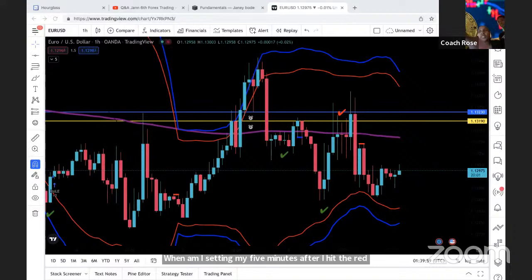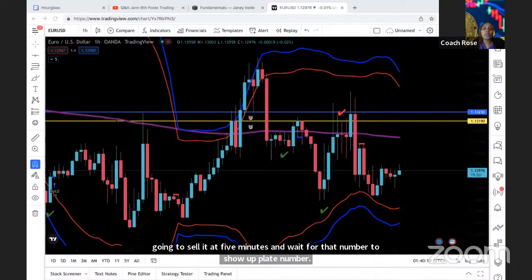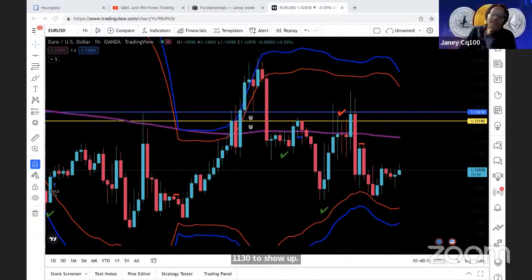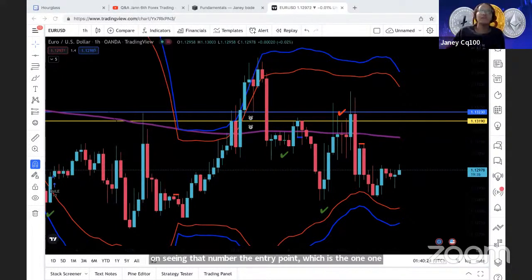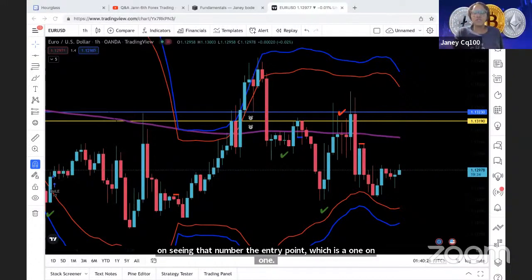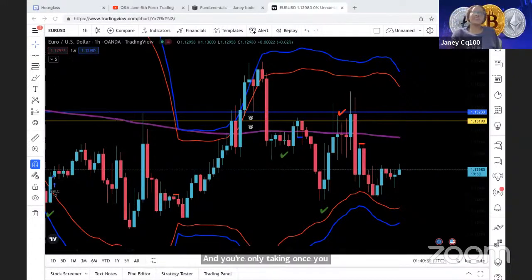Before. You're setting up your leverage amount and you're going to set it at 5 minutes and wait for that number to show up. The 1.130 to show up. Because you're taking the trade based on seeing that number, the entry point. You only take it once you set up your 5 minutes and then wait for the entry price 1.130 to get there. As soon as it gets there, that's when you click the button.